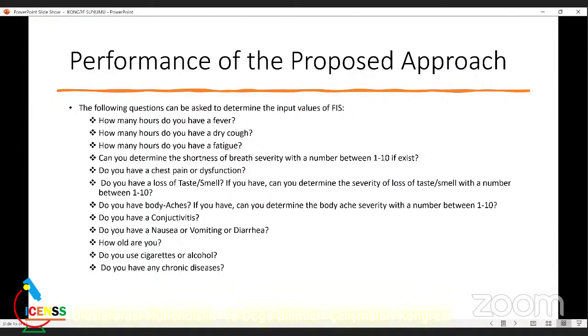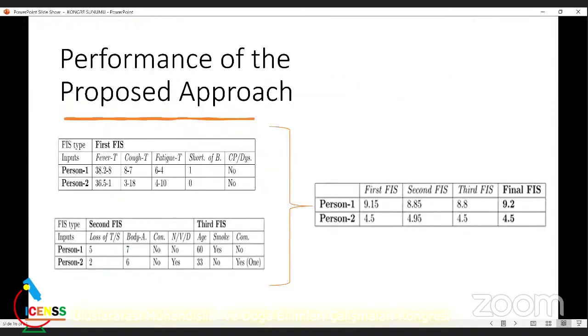The following questions can be asked to determine the input values of the fuzzy inference system. Questions can be like, how many hours do you have a fever? How many hours do you have a dry cough? How many hours do you have fatigue? And so on. According to the answers, we compute the outputs of the fuzzy inference systems, and using the final fuzzy inference system, we get the final output, that is the personal risk value for COVID-19 disease.